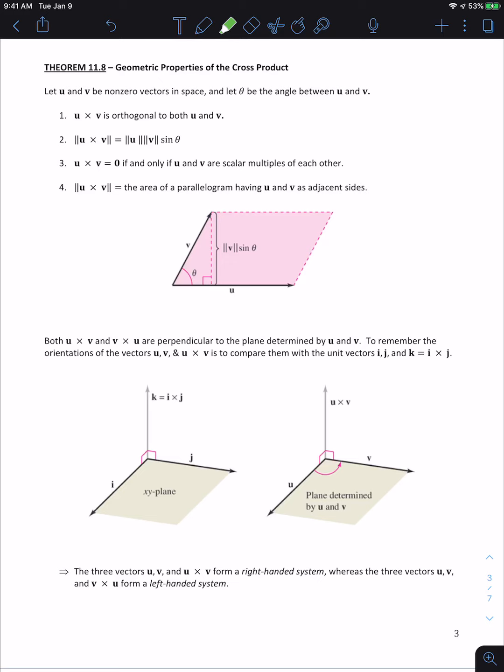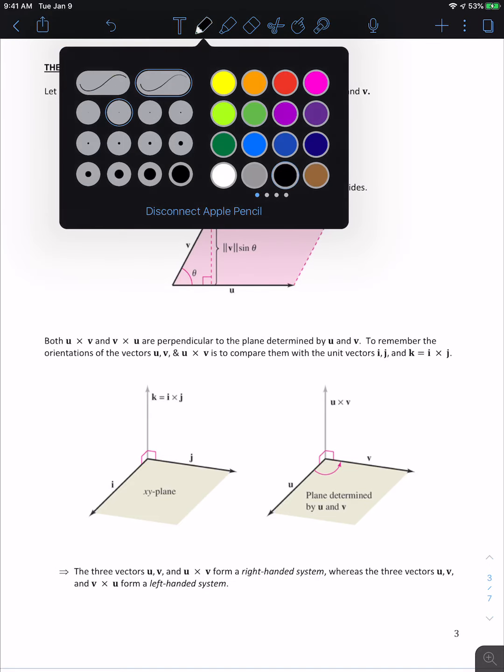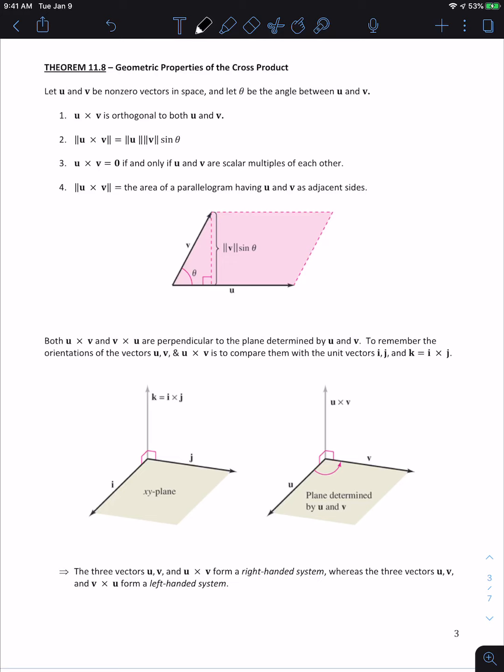The magnitude of u cross v is equal to the magnitude of u times the magnitude of v times sine theta. U cross v is equal to the 0 vector if and only if u and v are scalar multiples of each other, which means if and only if they are parallel, right? Because remember, if u and v are scalar multiples of each other, then they are parallel, right?